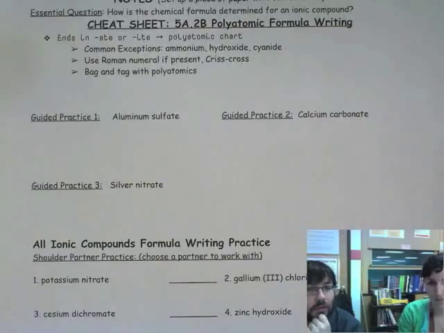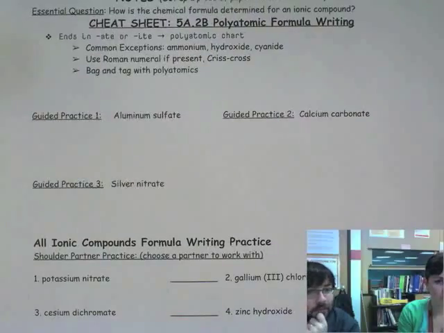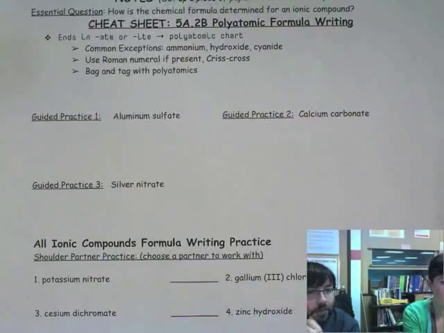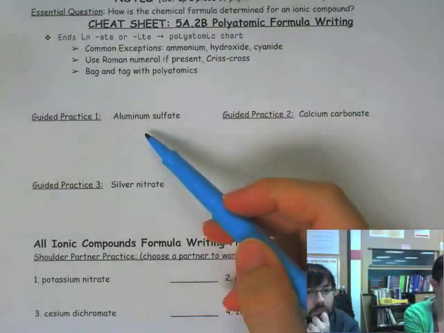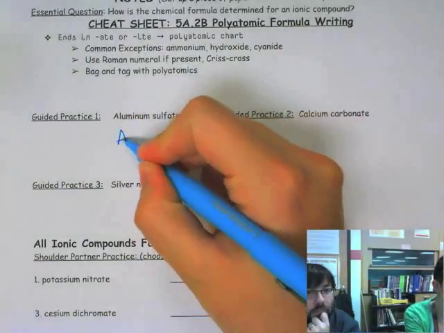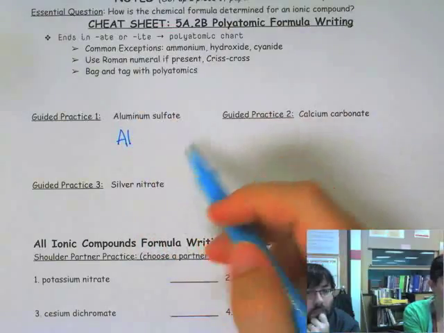Well, we have to see what elements we're dealing with and what polyatomics we're dealing with, and then find the symbol for them. We got to find the symbols. You're right. So aluminum has the symbol Al, and this is sulfate.